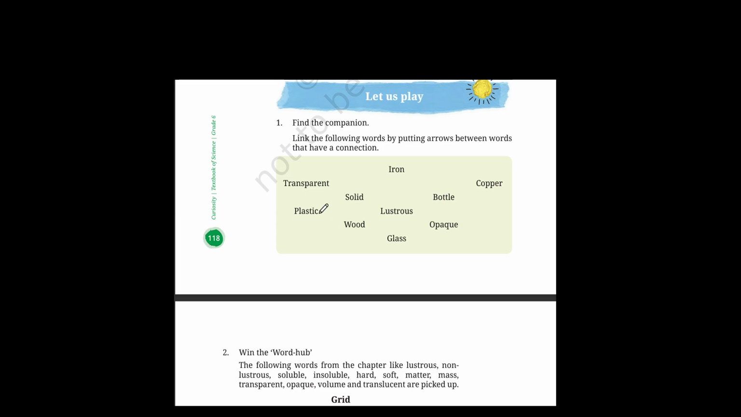So first is transparent. What is transparent? Through which we can see from one place to another. So transparent can be matched to, what is transparent? Glass. So this transparent can be matched to glass. Next is plastic. Plastic is what? What is the property of plastic? Plastic is opaque. We cannot see through it. Then is wood. Wood is also opaque. We cannot see through it.